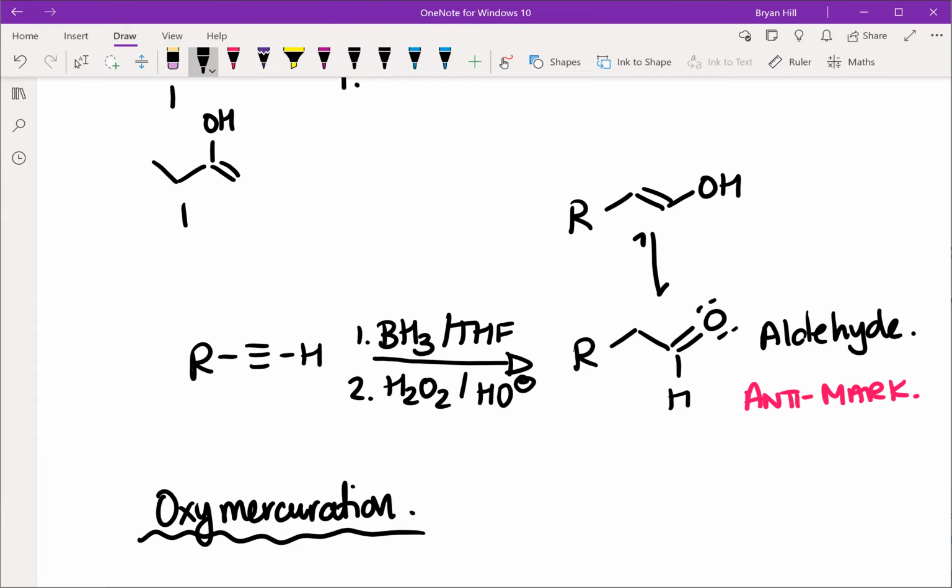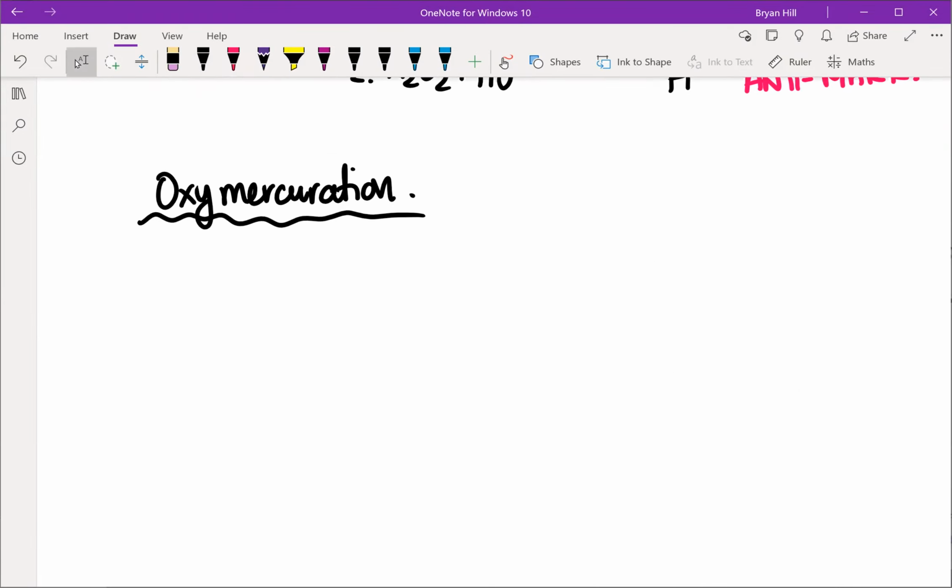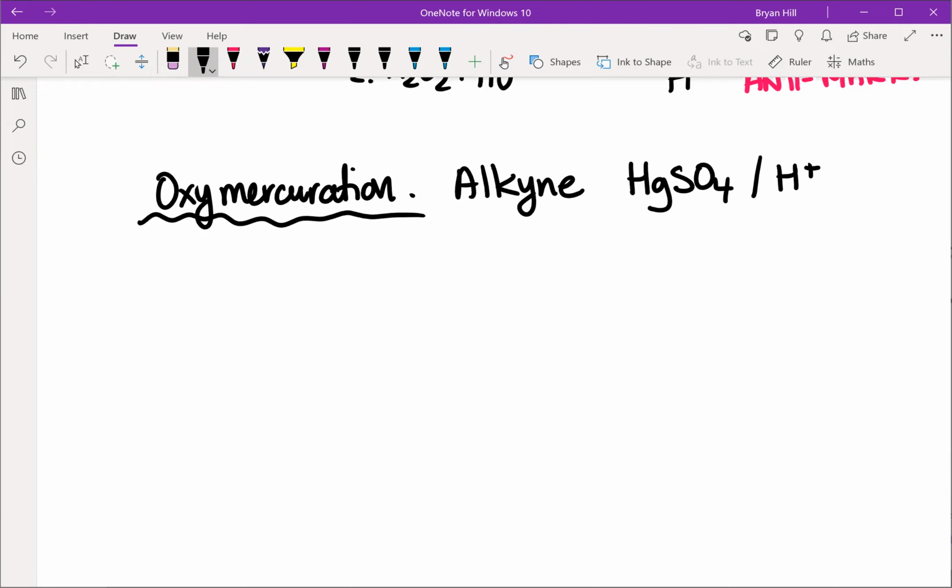Okay, so now, with the oxymercuration of an alkyne, the reagents people use aren't quite the same. It's just mercury sulfate and you need acid. The common acid that people use is sulfuric acid. You need a bit of water in here as well. There might be a co-solvent as well, but most textbooks just put H2SO4 and water.